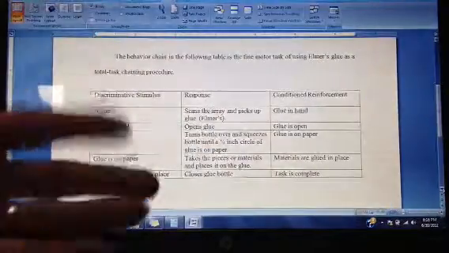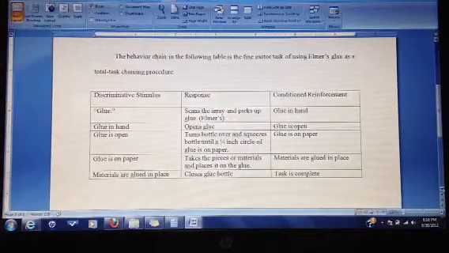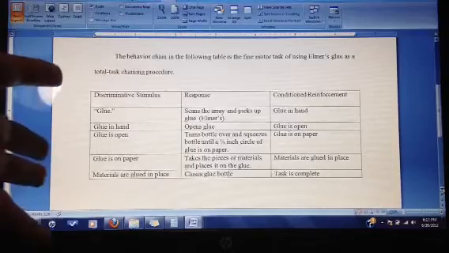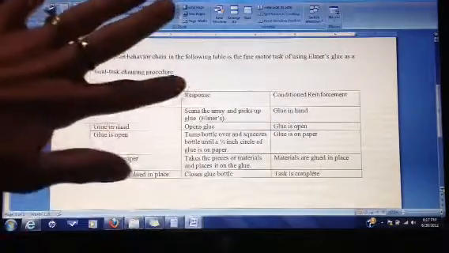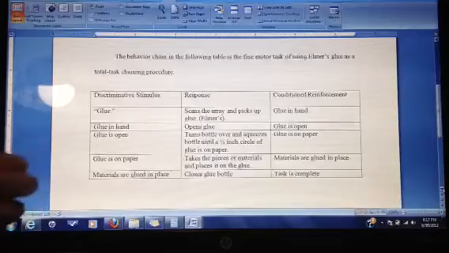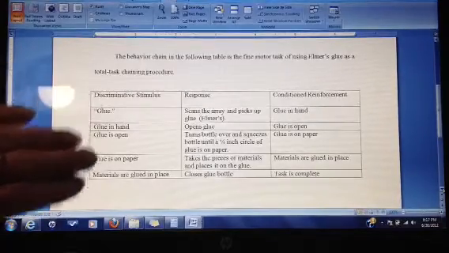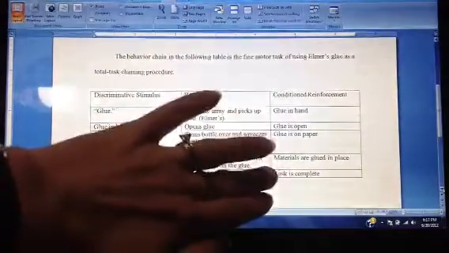I know that sometimes we think about behavior chains and we think about teaching forward chaining or backward chaining. And so we just think about this chain right here, and we don't think about the stimulus that causes this to happen or the results.